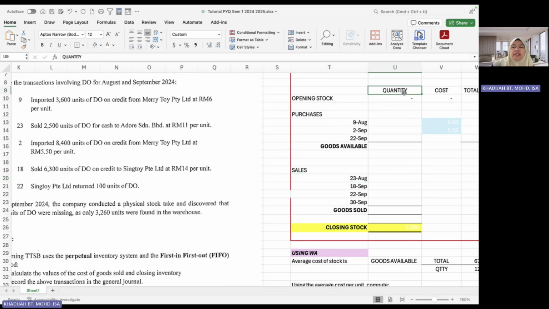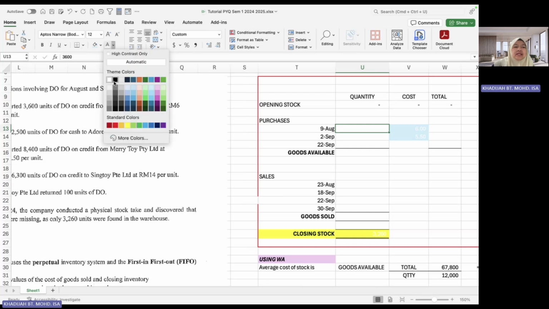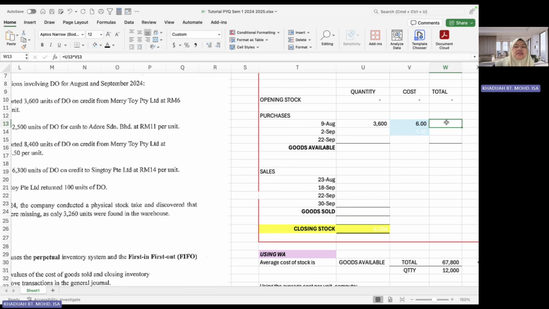You do not have any opening stock, so you don't need any value for opening stock here. But you have purchases on 9th of September, and the quantity of the purchases is 3,600 units, and each one costs you how much? It is 6 ringgit. So you plug in that information: 3,600 times 6, you want to get that amount. So you have 21,600.